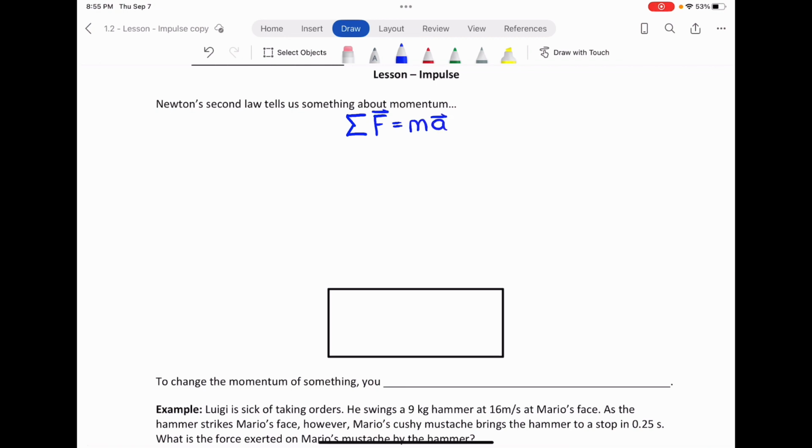In other words, the sum of all forces is equal to an object's mass times its acceleration, or sigma F equals ma. Now I'm just going to rewrite this, but I'm going to write my a, my acceleration, in a slightly different way. So what I've done here is I've used the fact that acceleration is defined as the change in velocity divided by the change in time, and I've just rewritten the formula by substituting that in.